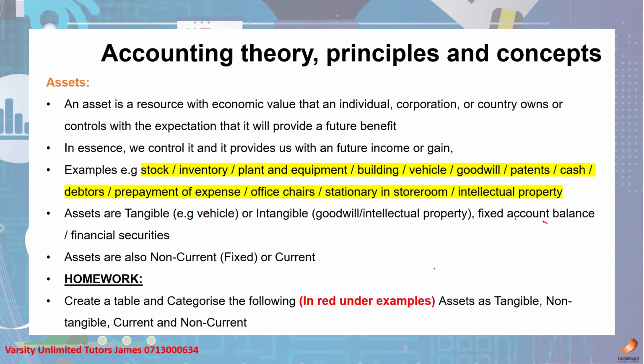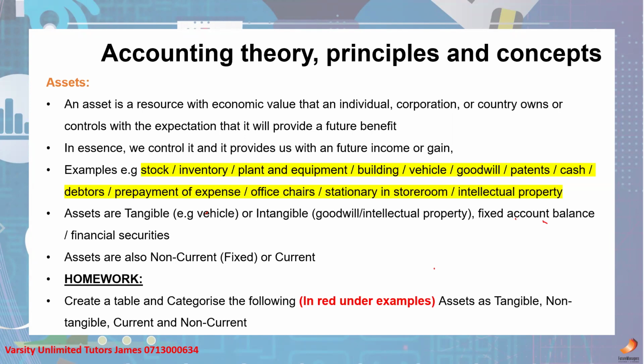Sometimes we call it goodwill. So that's an intangible, something that you cannot touch, but yet the business controls it and it gives the business a future economic gain at the end of the day. So an asset can be tangible or intangible. Then an asset can either be fixed or current.